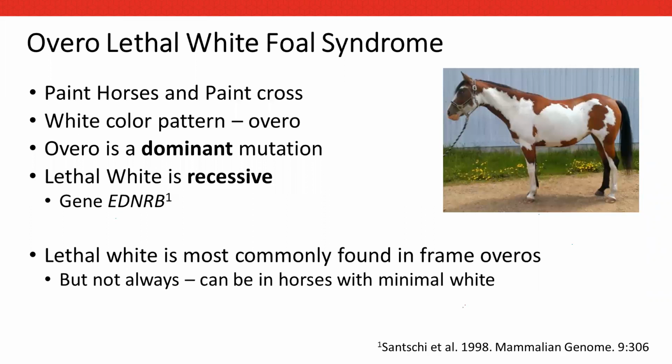Also, some of the Tobiano horses may also be carrying an overo mutation. It's hard to see sometimes with all the different white patterns. So it's recommended that you test your stock horses, your breeding stock, if you're considering breeding them, especially if you're going to breed them to a horse that you know is overo.